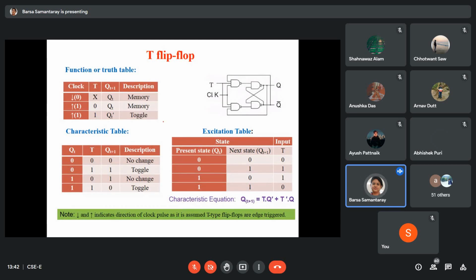Now we are discussing the T flip-flop truth table. So clock is 0, that will be just like memory. Clock is 1. अगर 0 है, in T flip-flop T input 0 है, तो दोनों को क्या मिलेगा?